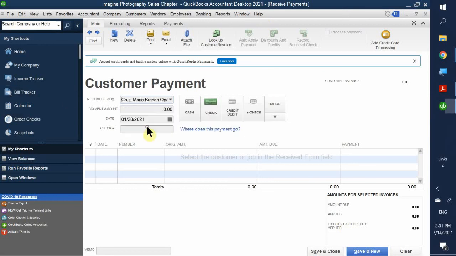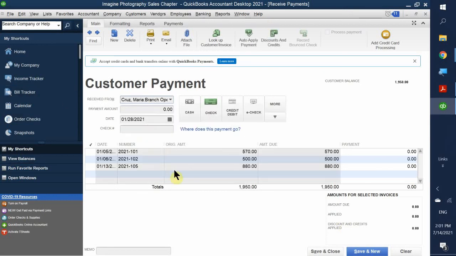Then I can pull out all the invoices that Miss Maria Cruz owes me, or that I've sent out to her. In this case, she has used me for 3 different services, right? And here they are. I invoiced her 3 different times. Now Miss Maria Cruz decides to say, you know what, I'm going to just pay off everything that I owe. I'm going to pay off my whole entire account balance. Here, I'm going to pay it off with a credit card.